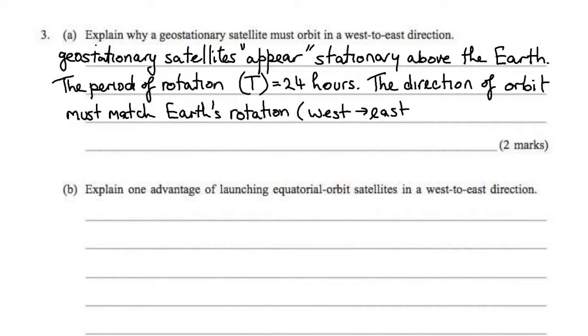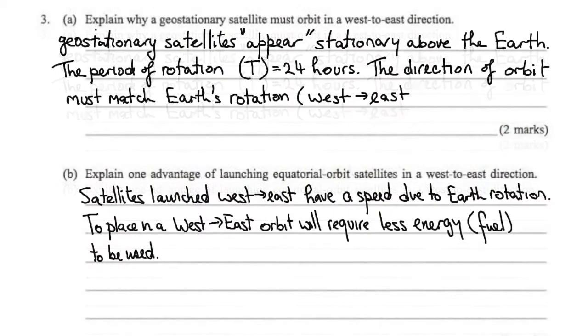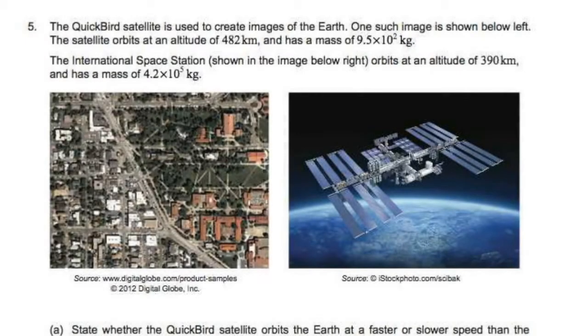One advantage of launching your satellites in a west to east direction is that they will already have speed due to the Earth's rotation, and to place it in a west to easterly orbit will require less energy or fuel to be used. The photo on the left has come from the QuickBird satellite. It is orbiting at a height of 482 kilometers above the Earth's surface and has a mass of 950 kilograms. The International Space Station on the right has an altitude of 390 kilometers, but it has a mass of 420,000 kilograms.